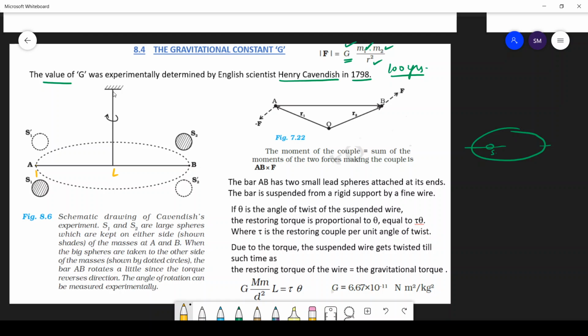Next, this is your wire, and this is your rod. Now at A and B we have small spheres attached, and we have big spheres at the S1 and S2 positions. If S1 is on this side, then S2 is on the other side: on the right side of B and on the left side of A, so we place them on opposite sides. And this other position can also be possible. So either take this position or take this position.